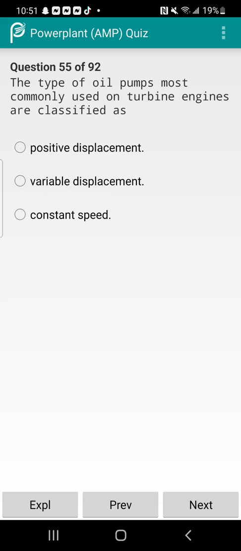The type of oil pumps most commonly used on turbine engines are classified as positive displacement.